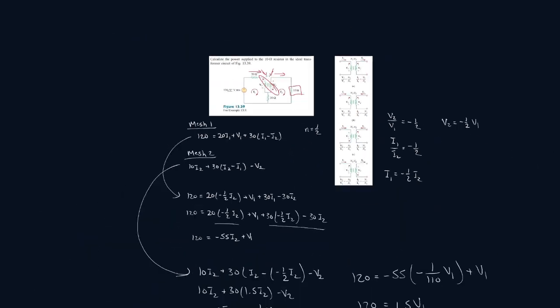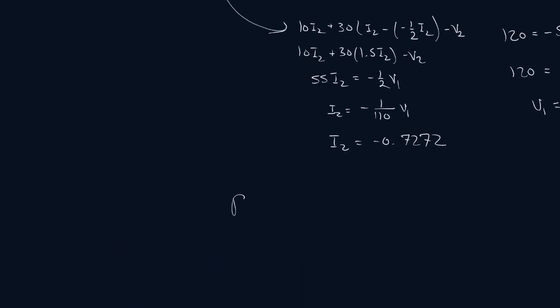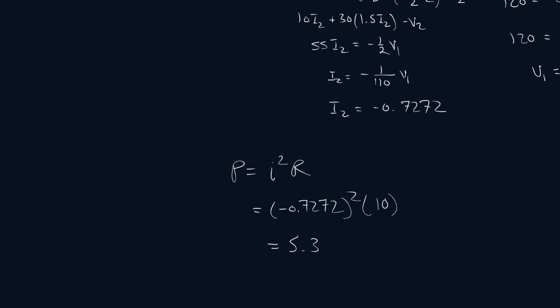Okay, so power at the 10 ohm resistor. We know power is equal to I squared times R. So it's going to be minus 0.7272 squared times 10. And that's 5.3 watts.